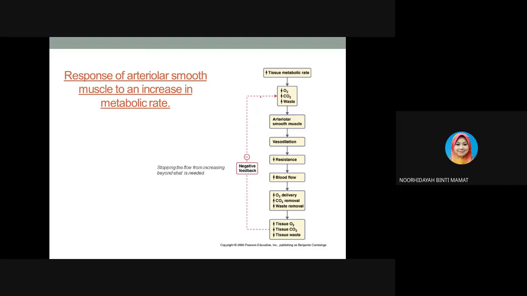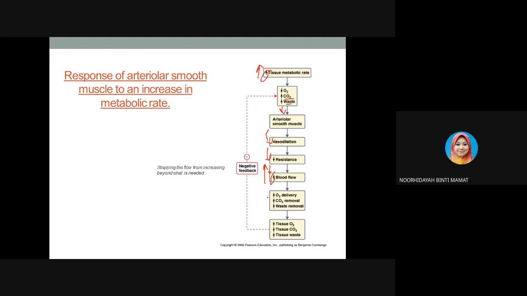We have a process of negative feedback here. If there is a higher demand in the tissue metabolic rate, it will decrease the oxygen and increase the carbon dioxide and the waste. So it will send the information to the arteriolar smooth muscles. The arteriolar smooth muscle will vasodilate, and there will be a decrease in resistance and higher blood flow. Higher demand means higher blood flow.